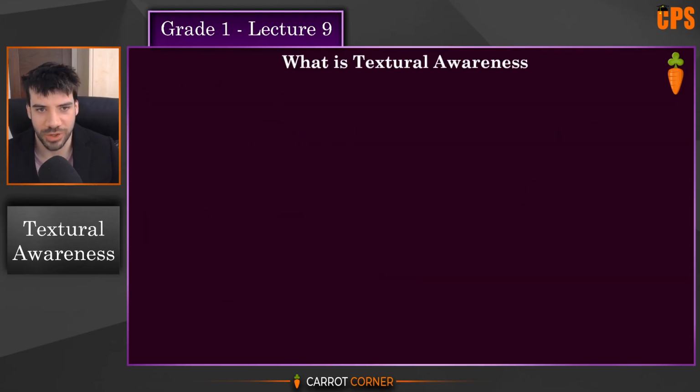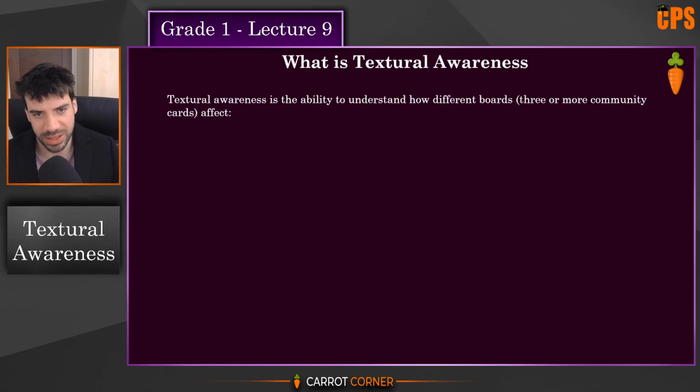So what is textual awareness? Textual awareness is the ability to understand how different boards, meaning 3 or more community cards, affect the state of range advantage and nut advantage. We already know that these concepts are paramount.